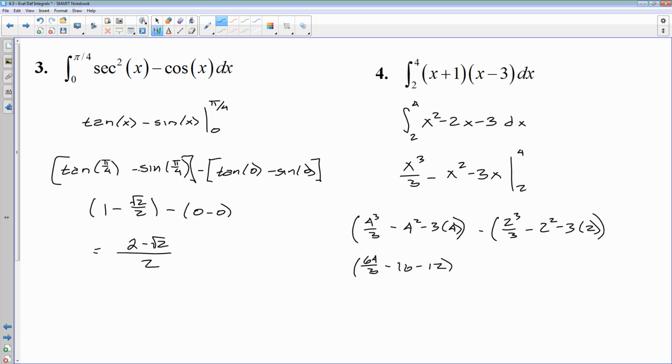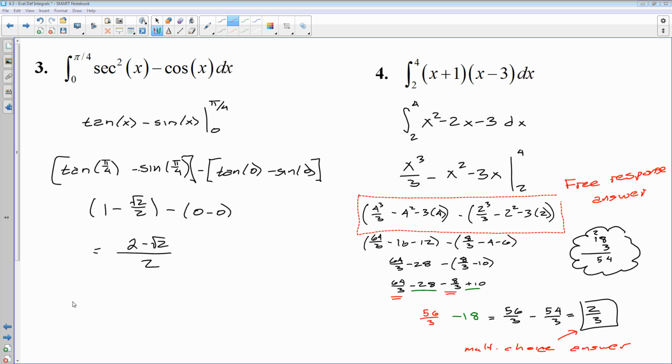I'm going to pause it while I finish this. You don't need to watch me do arithmetic. And there we go. So I cleaned it up. You have your free response answer here, and you have your multiple choice answer of 2/3.